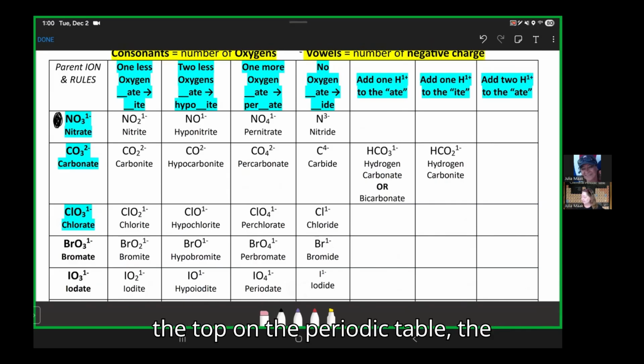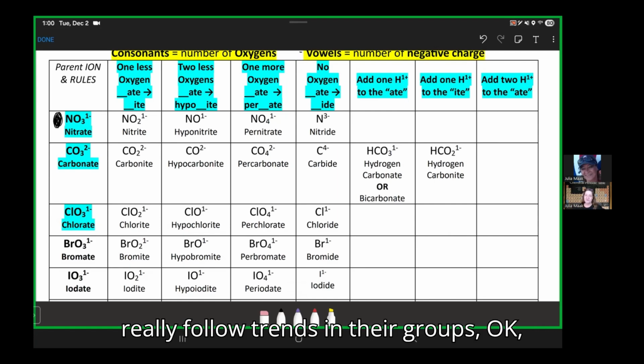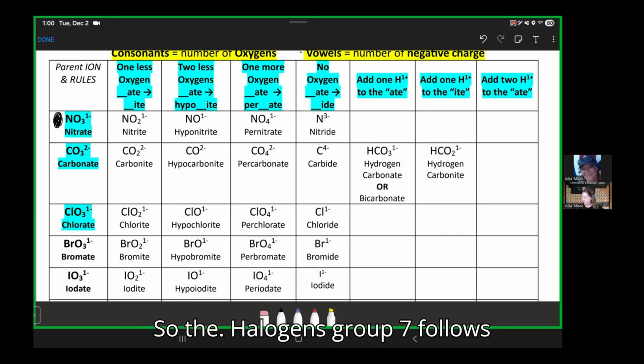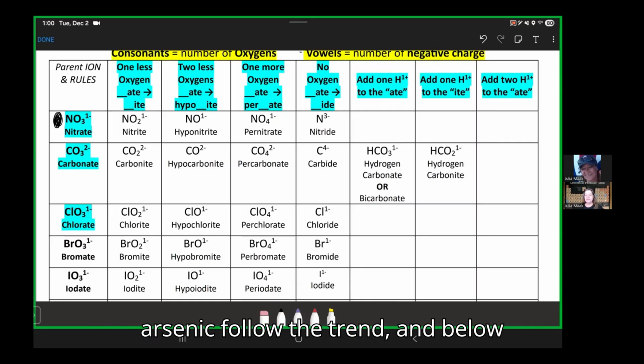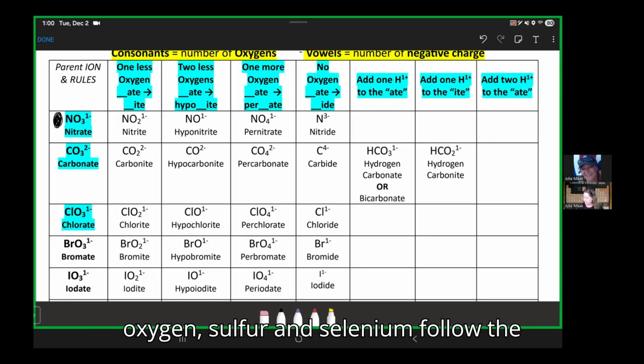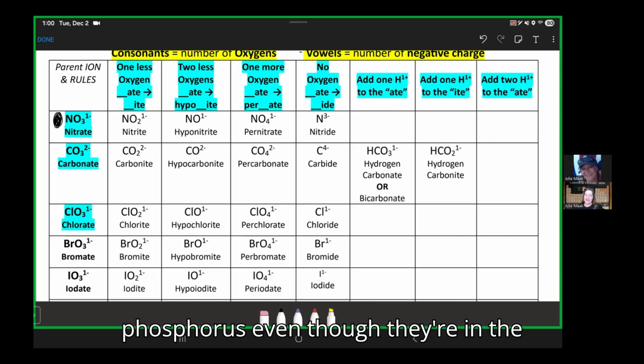The ones that are across the top on the periodic table, the carbon and the nitrogen, those don't really follow trends in their groups, okay? So the halogens, group 7, follow trends, and below nitrogen, phosphorus and arsenic follow the trend, and below oxygen, sulfur and selenium follow the trend, okay? But nitrogen does not follow that same trend as phosphorus, even though they're in the same group, okay?